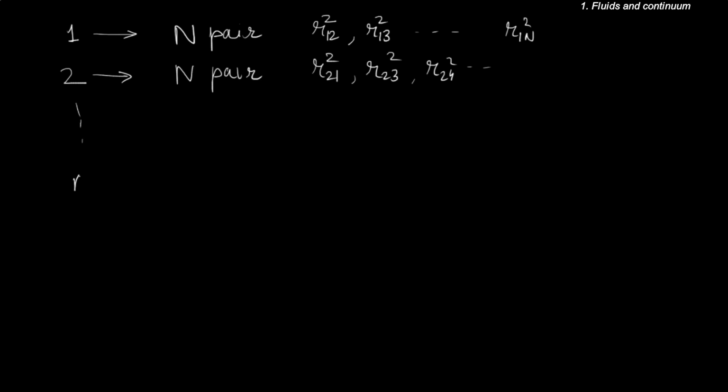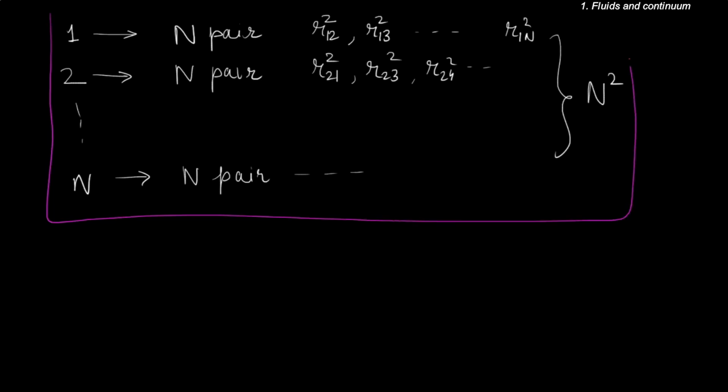So for n number of particles, how many calculations do we have to do? We have to do a total of n square number of calculations just to find the force for all the particles in one time step.